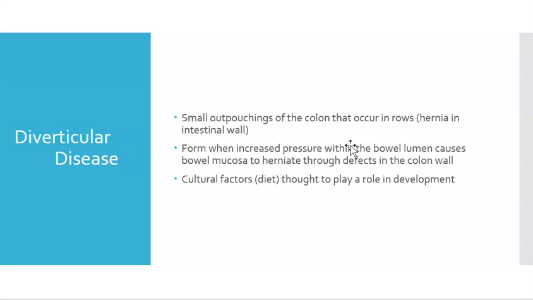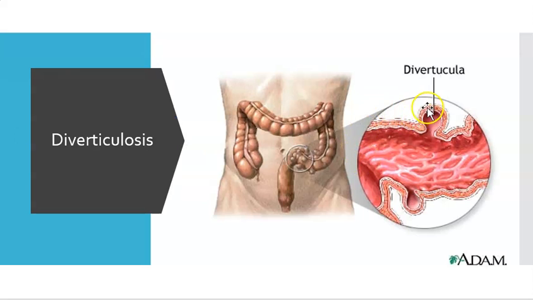Diverticular disease. These are going to be those small little outpouchings, and I have a picture on the next one. They're kind of like a herniation in the intestinal wall, and this is from increased pressure within the bowel lumen, and it kind of herniates through the wall there. So this is what they look like right here. That's the diverticula.